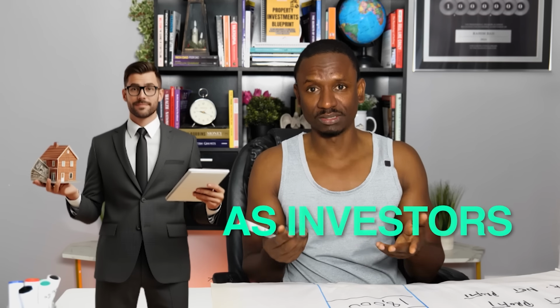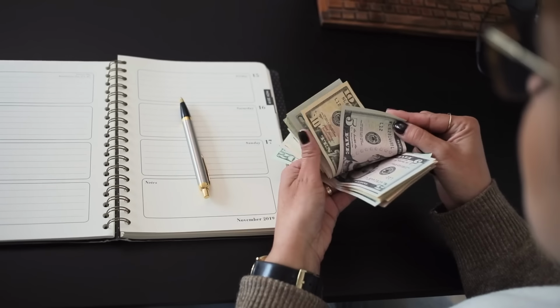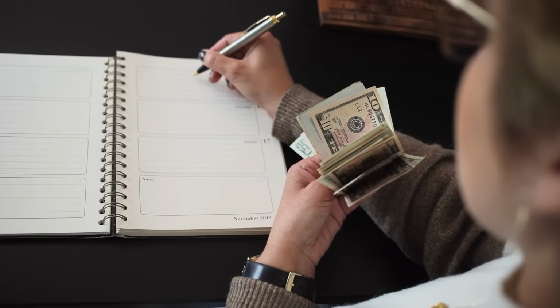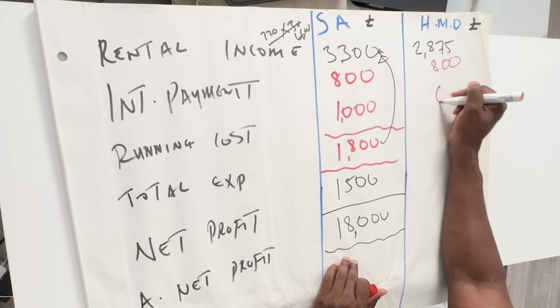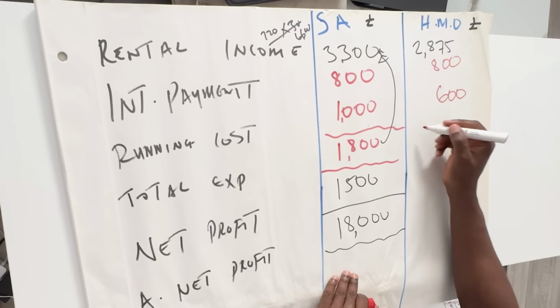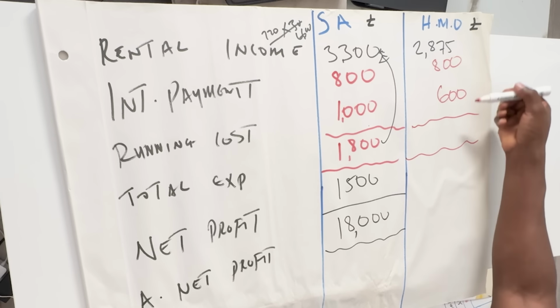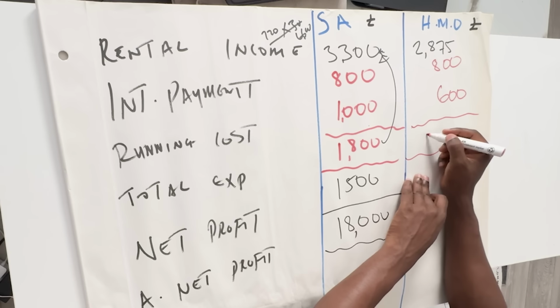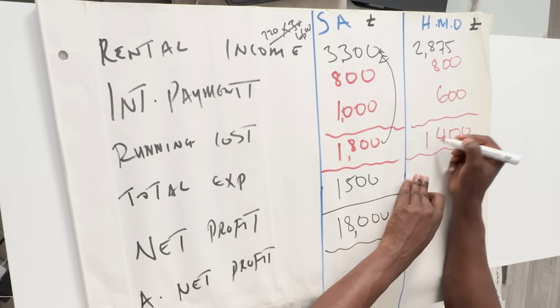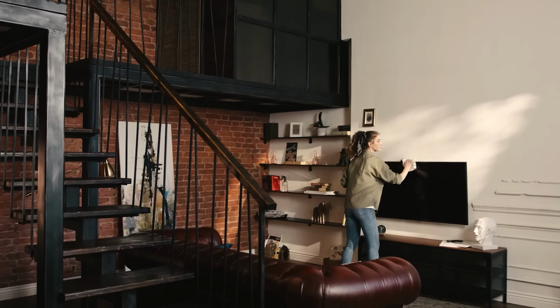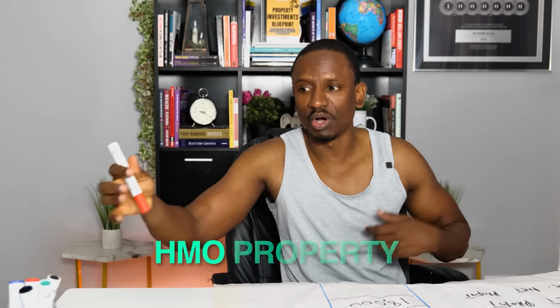So with HMO properties also, as investors, we are liable to pay the bills in the property. So that then becomes our running expense. That then will be about £600 for a 5-bedroom HMO. So if you add those costs, the £800 and the £600, that gives us a total expense of £1,400. So this is the cost we incur, obviously, for keeping the property as a HMO property.